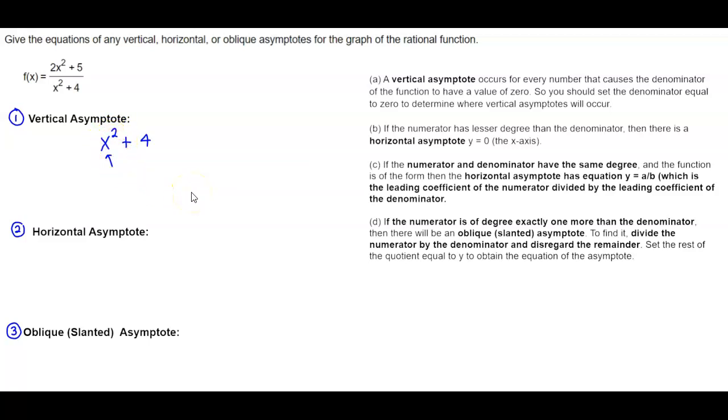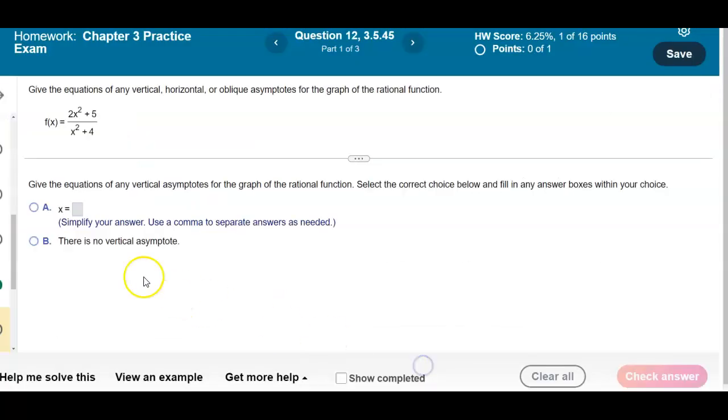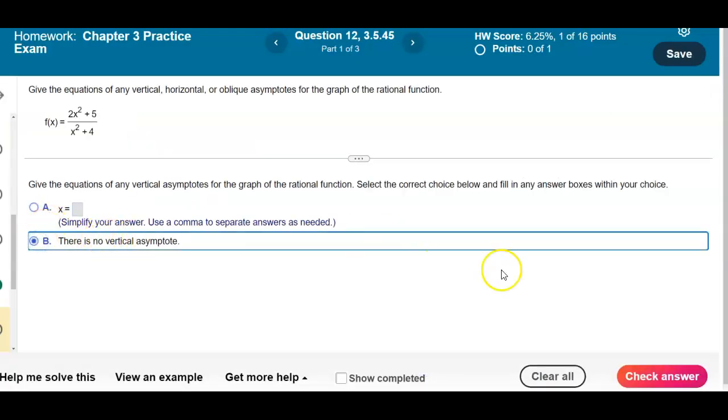So, for example, if we picked -2 or +2, if we put in -2, well, -2 squared is going to give us +4, and 4 plus 4 does not give us 0. So there's no option here, therefore we do not have a vertical asymptote. So let's go ahead and answer that question. We would say that there is no vertical asymptote.